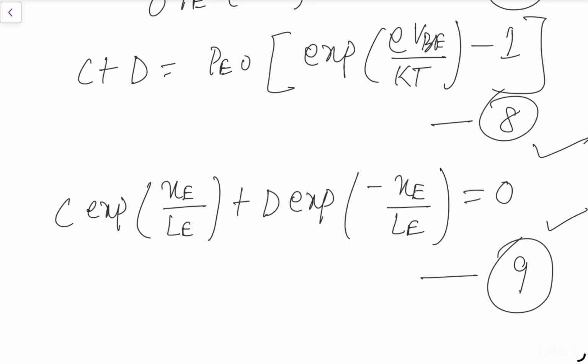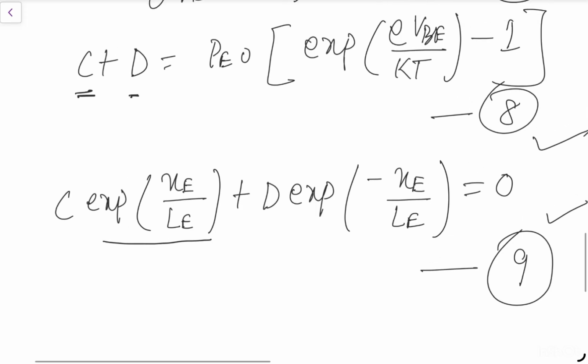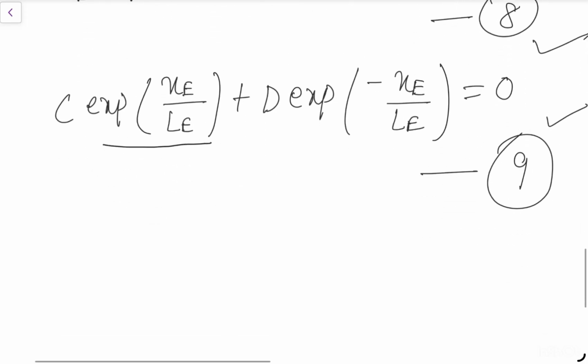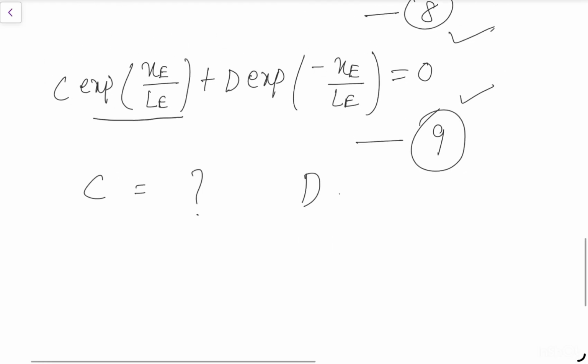Now you need to solve it. This is easy to solve. You can multiply exponential of xe by Le on both sides, and then subtract it; C will be cancelled and you find the value of D. Otherwise, multiply exponential of minus xe by Le on both sides and make C the subject, and you will get the value of C. Refer to the previous equation, the same way. So if you solve equations 8 and 9, you will get the values of C and D.